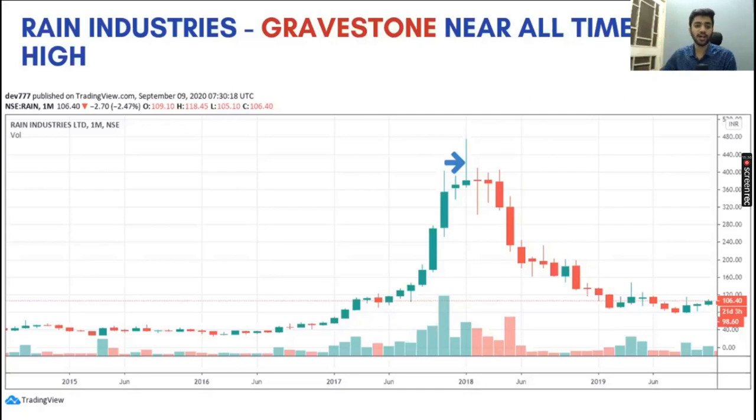For example, this is the chart of Rain Industries. If you look at this, the stock was in a clear uptrend, and not just an uptrend. It went from around 40 rupees to around 400, 440 range. This was like a 10x. This is a monthly chart. This was like a 10 bagger in a span of what, 1.5 years? However, look what happened after that.